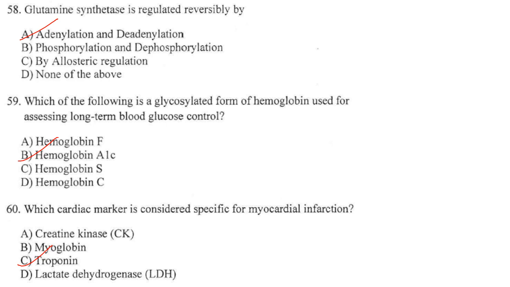Answer is option A. Which of the following is a glycosylated form of hemoglobin used for assessing long-term blood glucose control? It is HbA1c, we call it. Normally it is hemoglobin A1c. Answer is option B. Which cardiac marker is considered specific for myocardial infarction? It is troponin. Answer is option C.